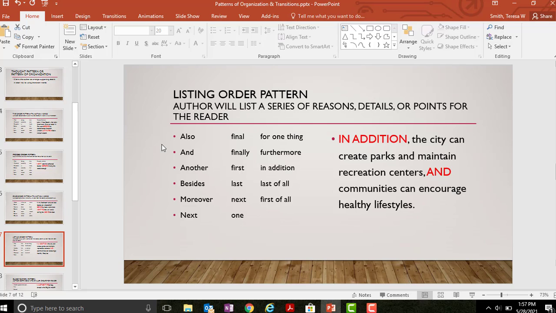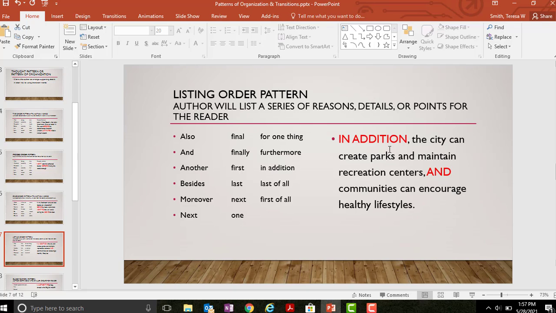The next pattern is listing order. And in this particular pattern, the author will list a series of reasons, details, or points for the reader. And there are several words in this list that you can see here. Also, and, another, besides, moreover, next.